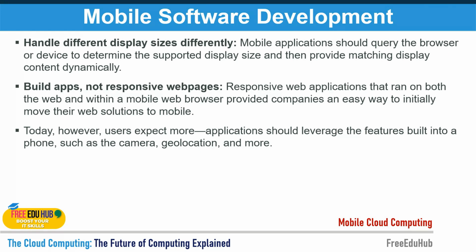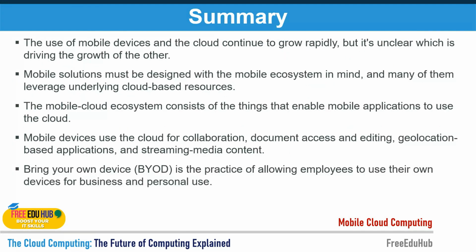Today, however, users expect more. Applications should leverage the features built into the phone, such as the camera, geolocation and more. So in most applications, even for visa applications, they are acknowledging the importance of mobile phones, where the pictures taken from them, even biometrics, are acceptable directly from mobile phones. So that brings us to the end of the chapter.